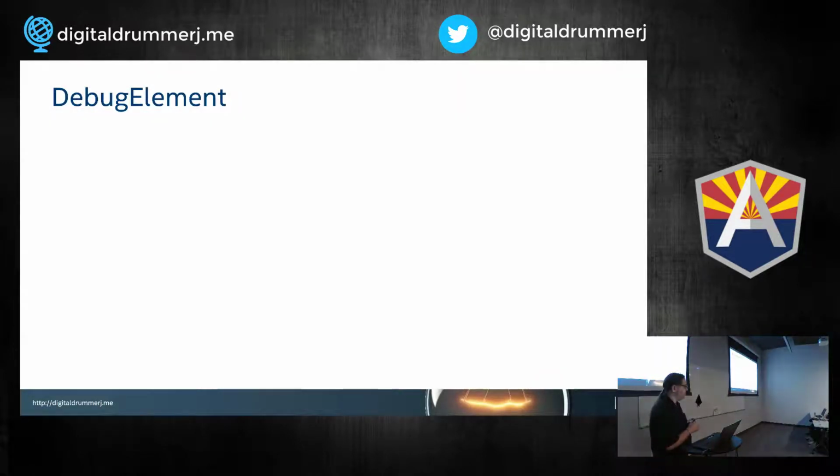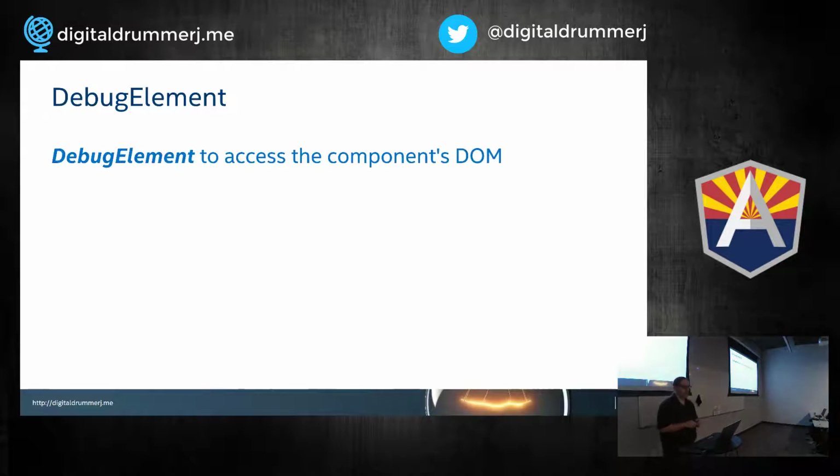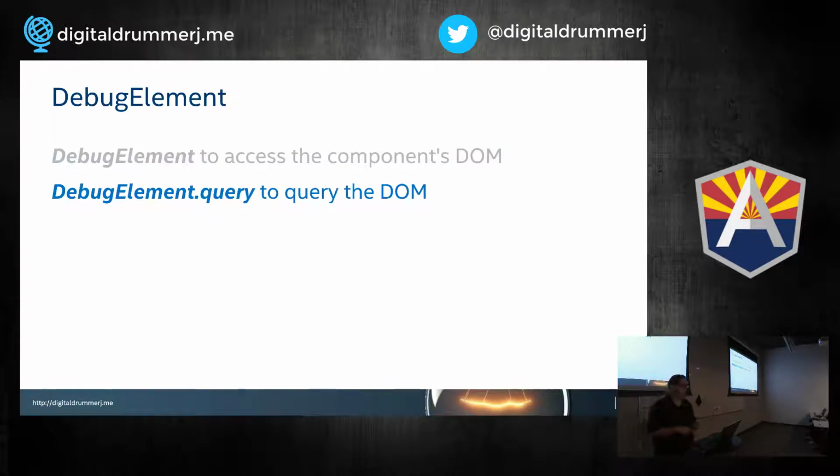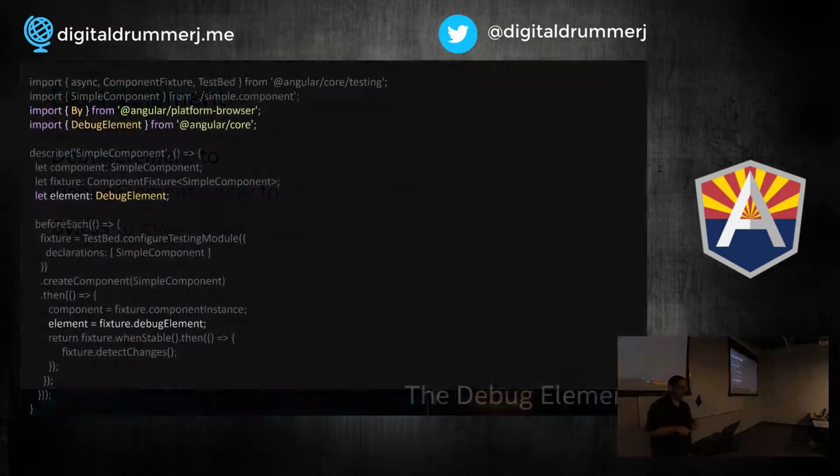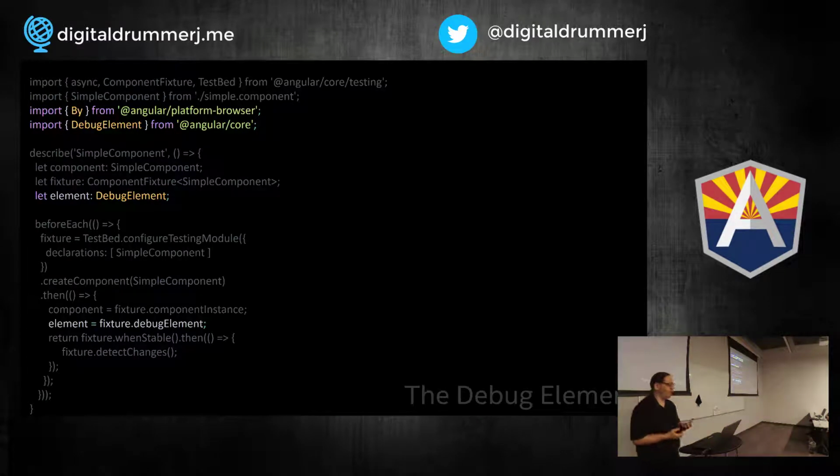And the last piece for the component is our debug element. So a few things it'll do. It'll give us access to the component's DOM. We can say .query to query the actual DOM with selectors, or we can do it by CSS selectors. So typically we'll wire up an element equals fixture.debugElement so that we only have it wired up in one place and then our test can access it.